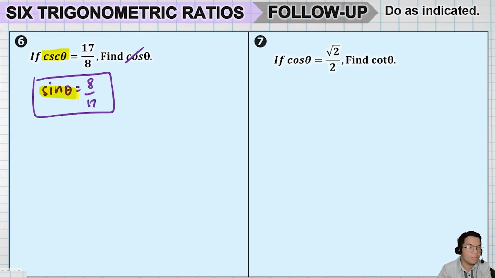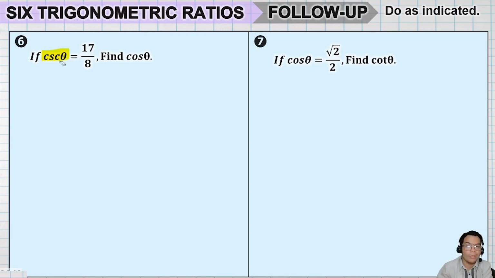So, ayan yung tama. Eh, hindi naman hinahanap si sine theta. So, hindi natin pwede gamitin yung ginagawa natin kanina. But what we can do is to compare the ratios that they have. We know that cosecant falls under CHO, which means hypotenuse over opposite. So, ibig sabihin ng value ng hypotenuse dito sa right triangle na nire-represent ng ratio na to ay 17 at yung opposite side ay 8.